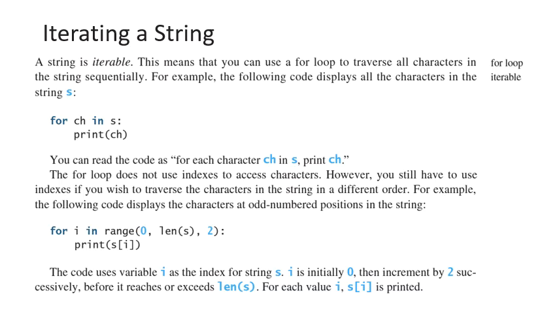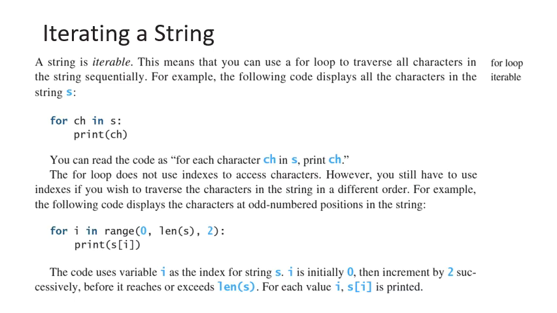Iterating a string. A string is iterable. This means that you can use a for loop to traverse all characters in the string sequentially. For example, the following code displays all the characters in the iterable string S. For ch in S, print ch. You can read the code as for each character ch in S, print ch.